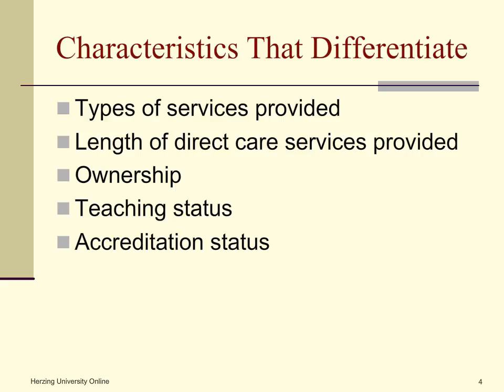There are key characteristics that describe the different healthcare organizations. These are the types of services provided, length of direct care services provided, ownership, teaching status, and accreditation status. The types of services refers to general or special care. The care further may be described by disease entity or patient populations.